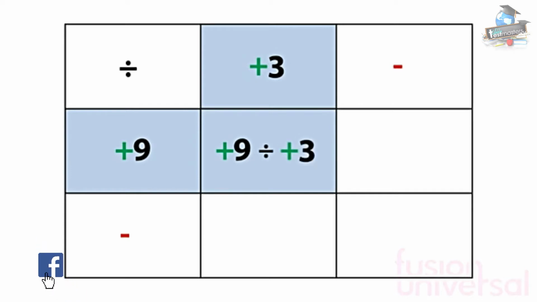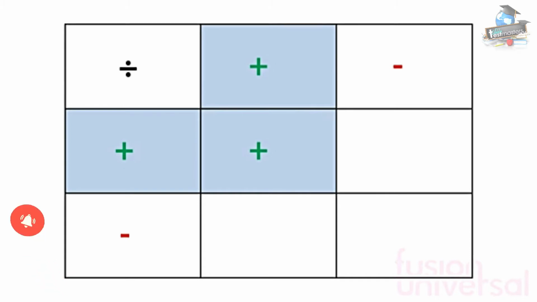Positive 9 divided by positive 3. This gives an answer of positive 3. So we know that a positive number divided by a positive number gives a positive answer.